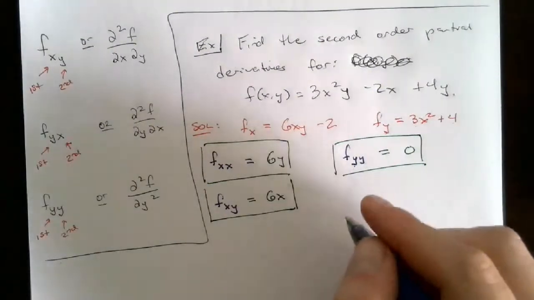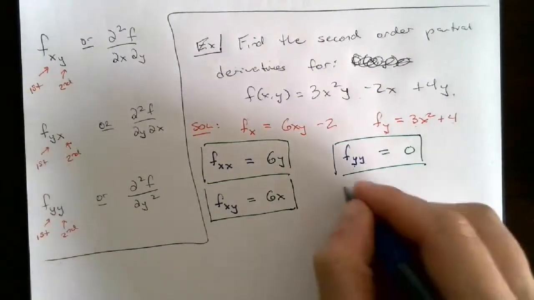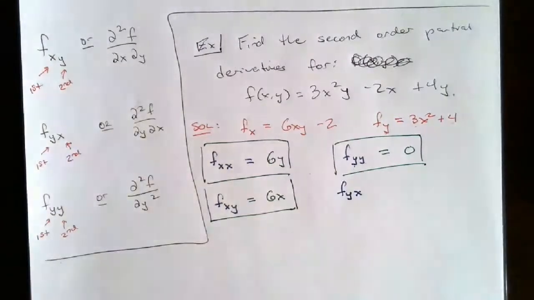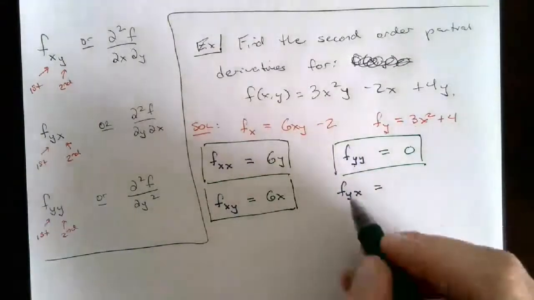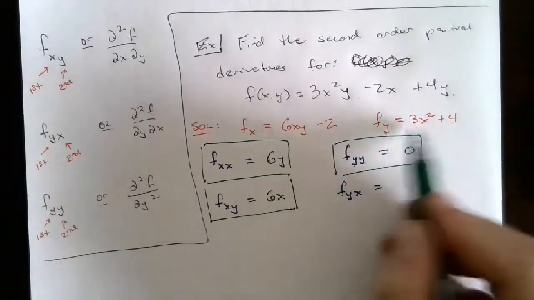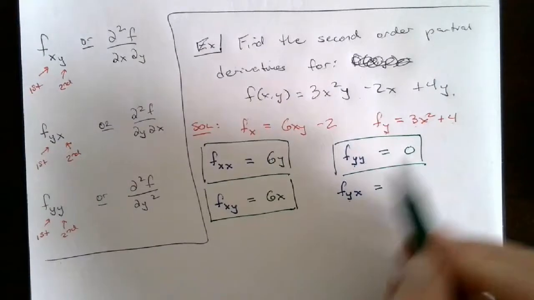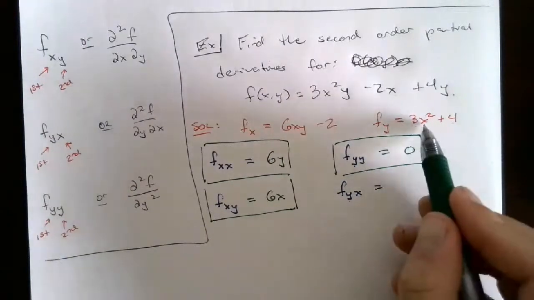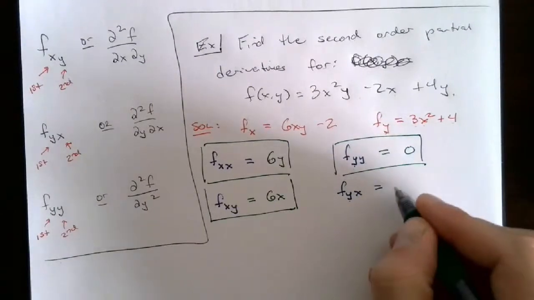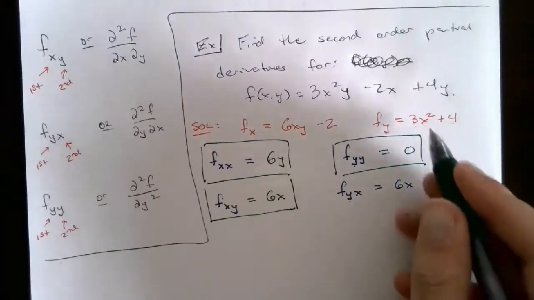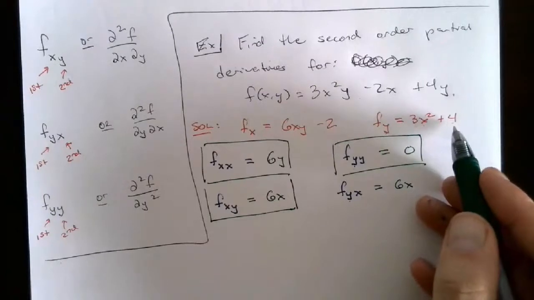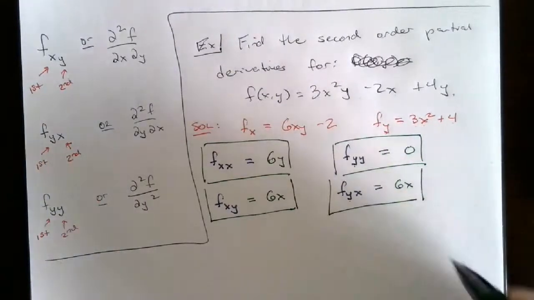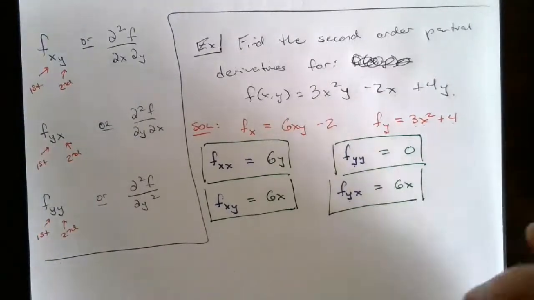And then lastly, we would have fyx. This is saying take the first order partial derivative with respect to y, that's here, and then take the derivative of that with respect to x. Well, the derivative of 3x squared with respect to x, that's a function, so the derivative of that would be, bring the 2 down, would be 6x, remember reducing the power by 1. The derivative of 4, well, that would be 0, and so you get f of yx equals 6x.